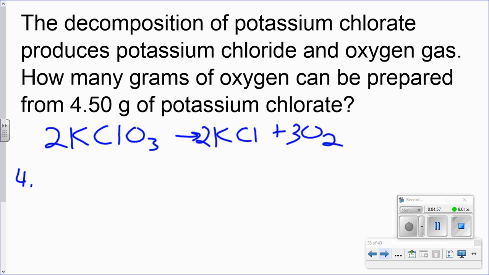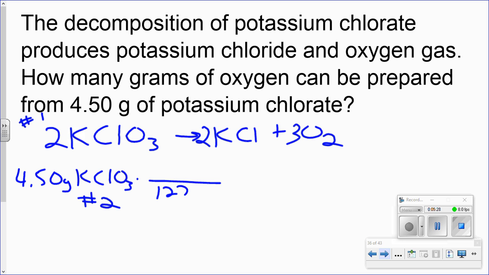So if I have 4.5 grams of KClO3, step number 1 we did. Step number 2 I have to do. I'm not in moles, but I have to get to moles. So that's just a mass to moles conversion. The molar mass of potassium chlorate, we have to add that up. Potassium's 39.1 plus chlorine, which is 35.5, plus 3 oxygens is 16 times 3, that's 48. So the total is 122.6.